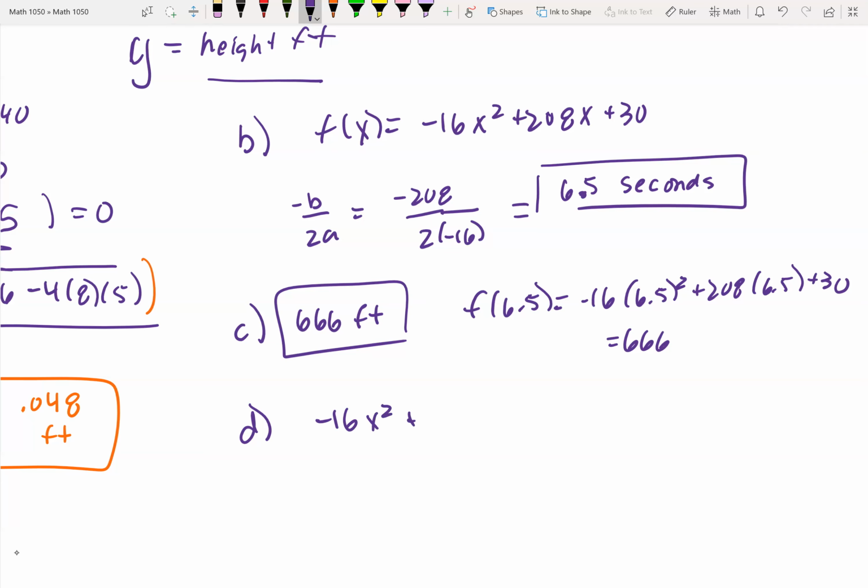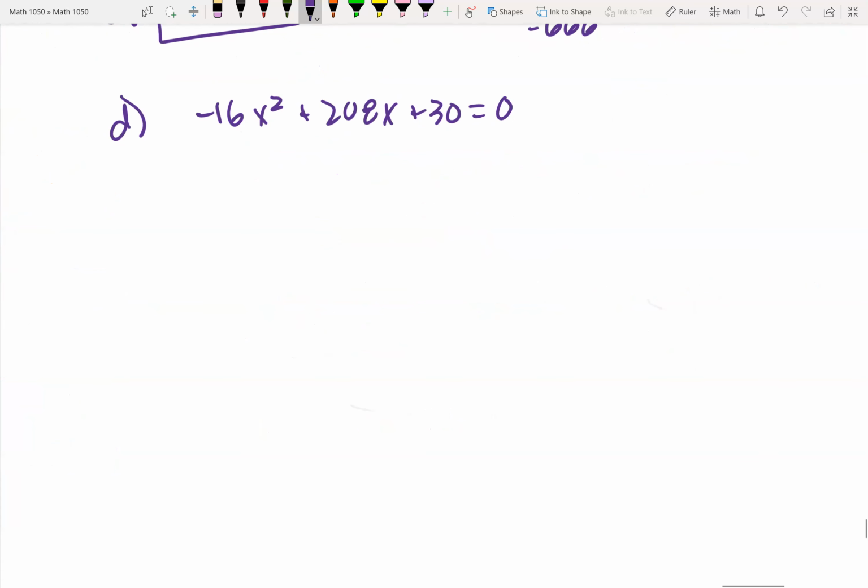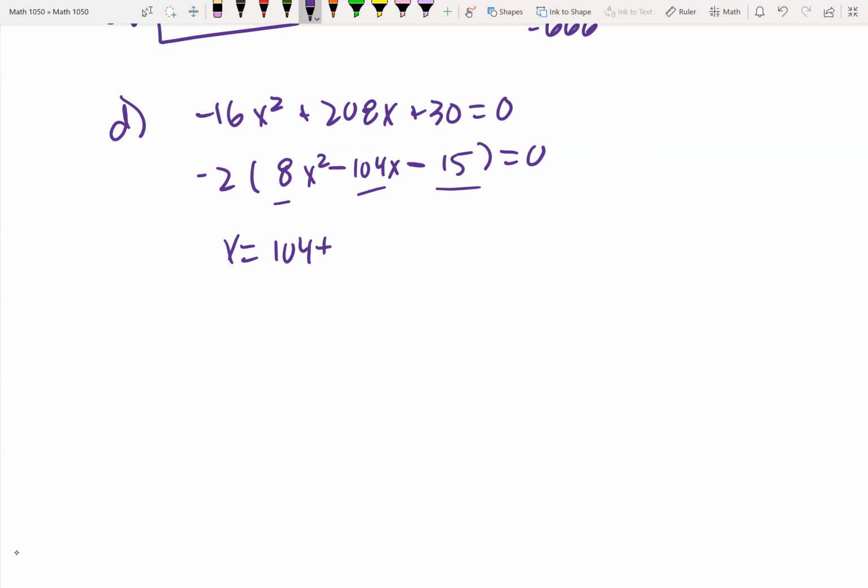Okay, part D, when will it hit the ground? Well, you take that equation, and it's going to hit the ground when the height is 0. Then we're going to use the quadratic formula if you want to. You can take out a -2, make the numbers smaller, and make your a positive. Negative, positive, positive goes to positive, negative, negative. 16 divided by 2 is 8x squared. 208 divided by 2 is 104x minus 15. A, B, C.